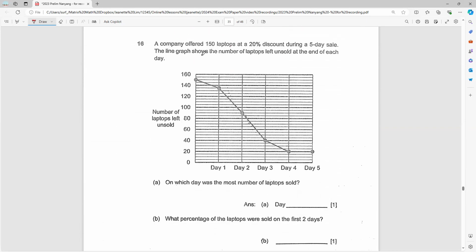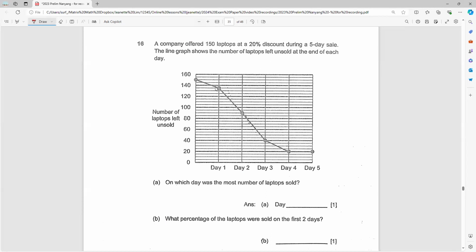Question 16, a company offered 150 laptops at a 20% discount during a 5-day sale. This line graph shows the number of laptops left unsold at the end of each day. The number of laptops unsold is going down because it means that more and more are being sold each day. On which day was the most number of laptops sold? You have to read the question carefully. All these are end of each day.